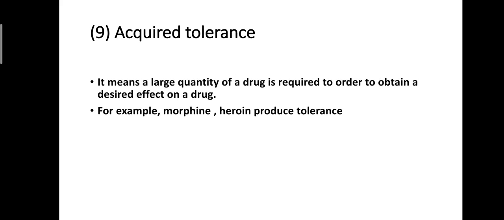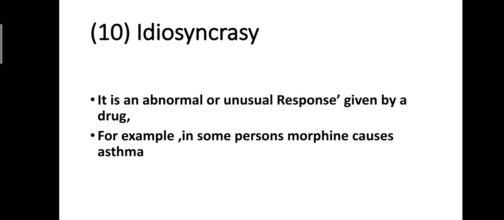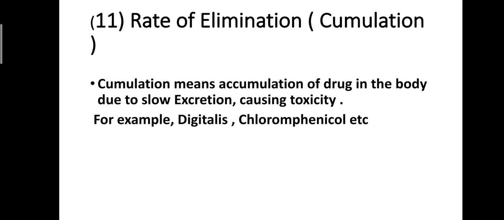Ninth factor, acquired tolerance. What is tolerance? It means a large quantity of drug is required in order to obtain a desired effect of a drug. For example, morphine and heroin produce tolerance. Tenth factor, idiosyncrasy. It is an abnormal or unusual response given by a drug. For example, in some persons, morphine causes asthma. Generally these are called adverse drug reactions.